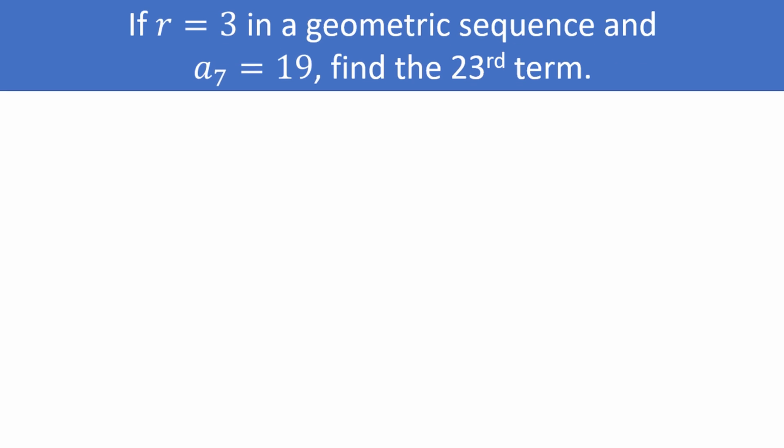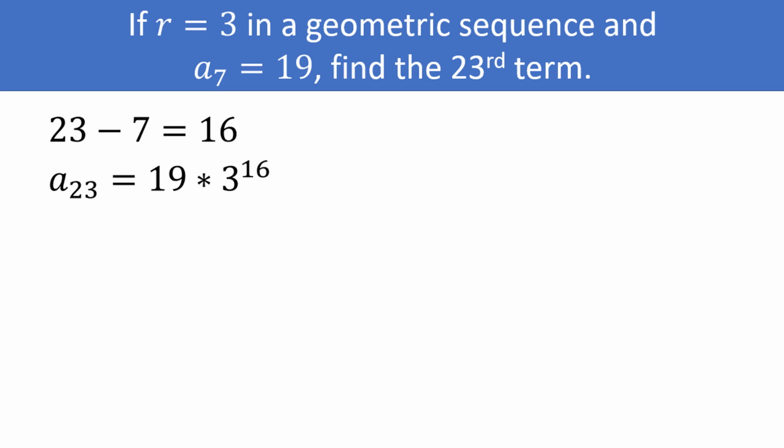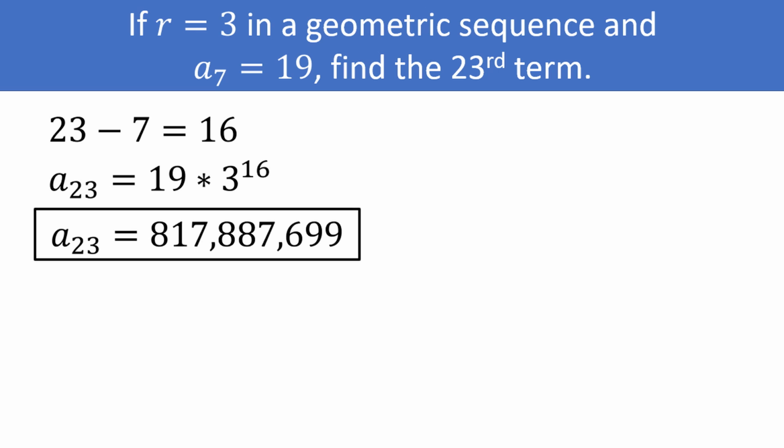Let's try another one. If r is equal to 3 in a geometric sequence, and the 7th term, a sub 7, is equal to 19, find the 23rd term. Well, there's no way I'm writing out all the terms between the 7th and 23rd term, so I'm going to use the shortcut. I have 23 minus 7, which is equal to 16, so I need to multiply 19 by the ratio of 3 16 times. I have 19 times 3 to the 16th power, which is equal to 817,887,699. This is the 23rd term in this sequence.